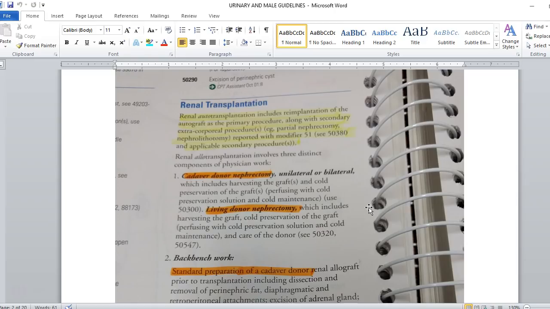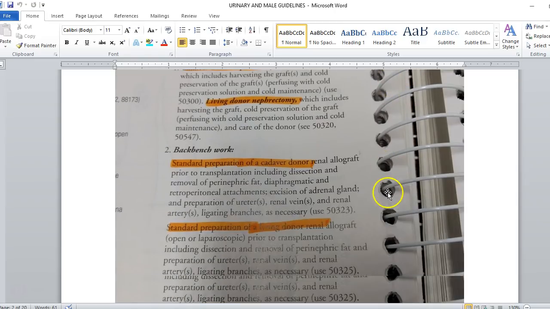Renal allotransplantations are when we're doing the three different distinct components. So again, our doctor could be doing the cadaver donor nephrectomy, unilateral or bilateral, or the living donor nephrectomy, which will only be unilateral. They could be doing the backbench work.